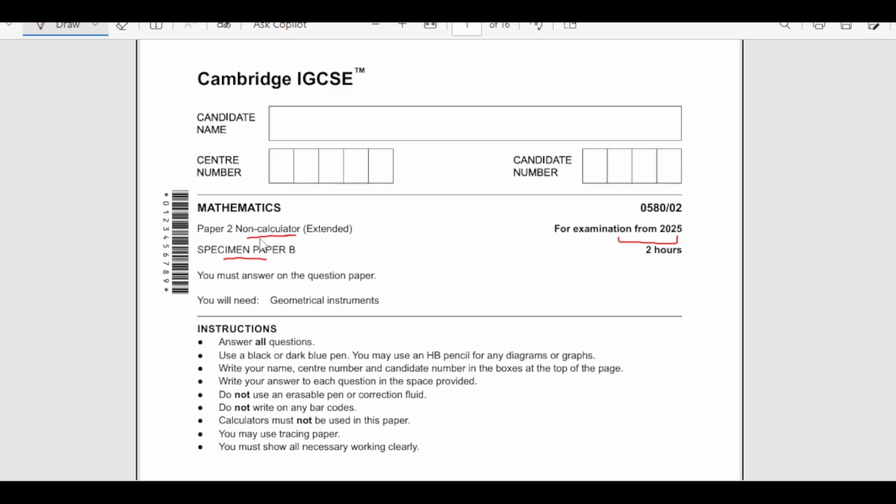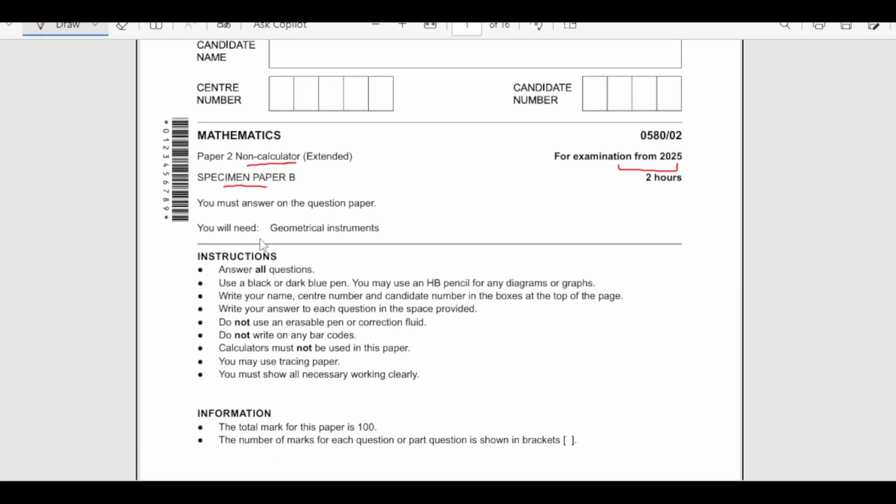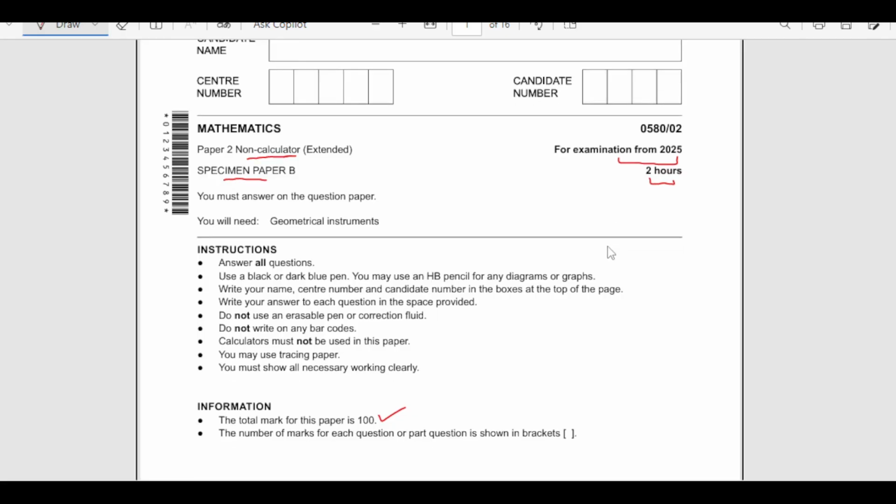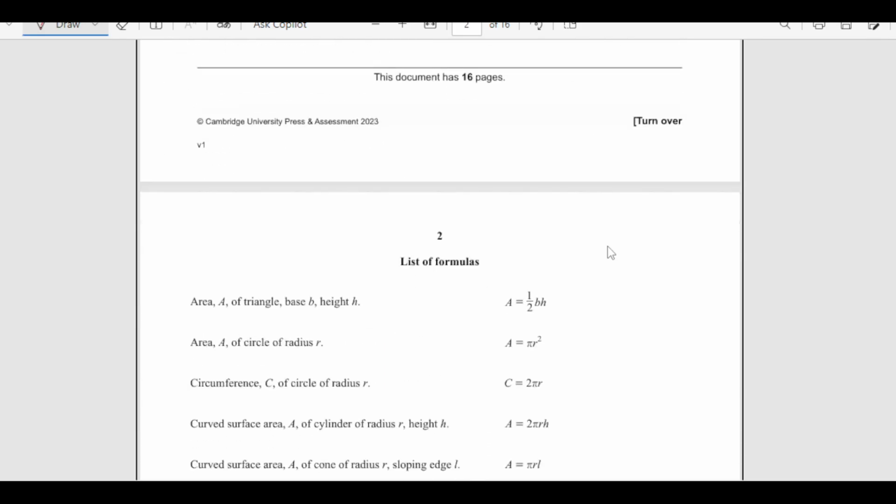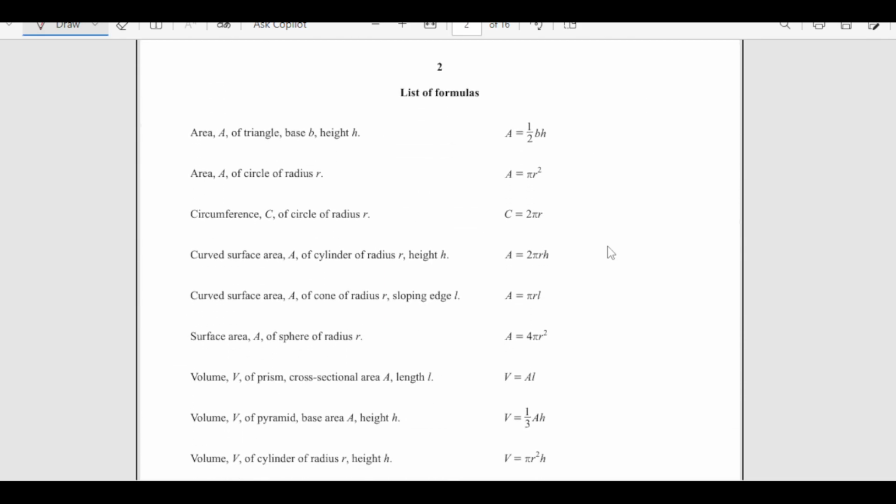Another change here, you will see all these instructions are the same as previous. The total marks of this paper will be 100 now, and time is going to be 2 hours to complete this paper. Next, another change that you can see over here, you will be given a list of formulas.